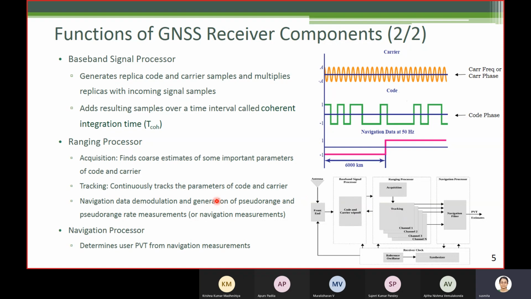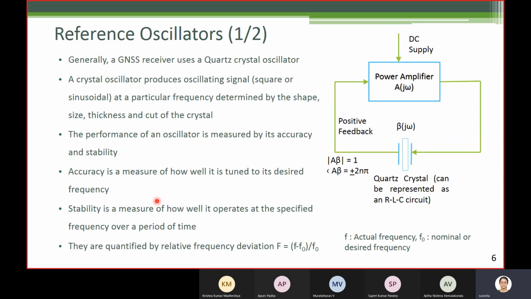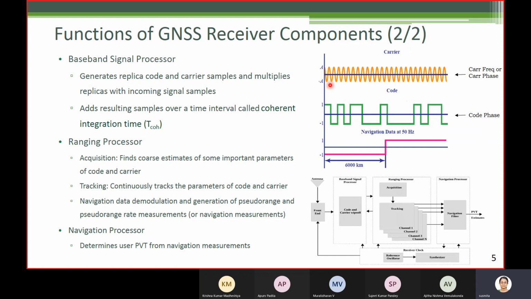And when that happens, it is possible to get the navigation data. So you know that code, carrier, and navigation data. Navigation data contains important information about the satellite. You want the navigation data. So that demodulation would not be possible if the replica, code, and carrier are not aligned with the incoming. So when they are successfully aligned, then it is possible to retrieve the navigation data. And it is also possible to generate pseudo-range and pseudo-range rate measurements.